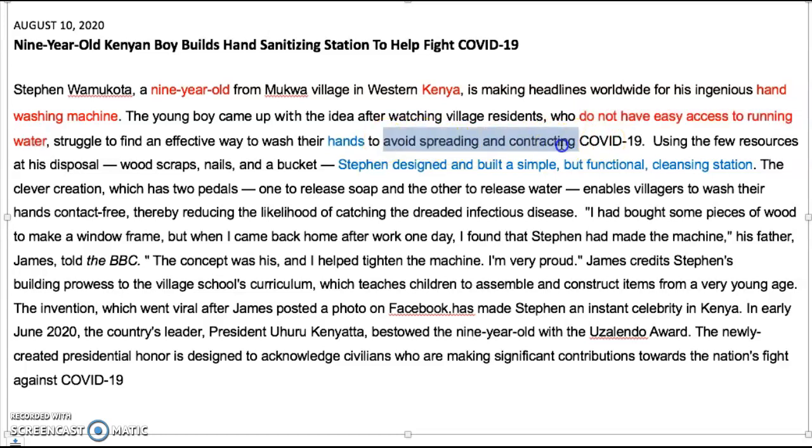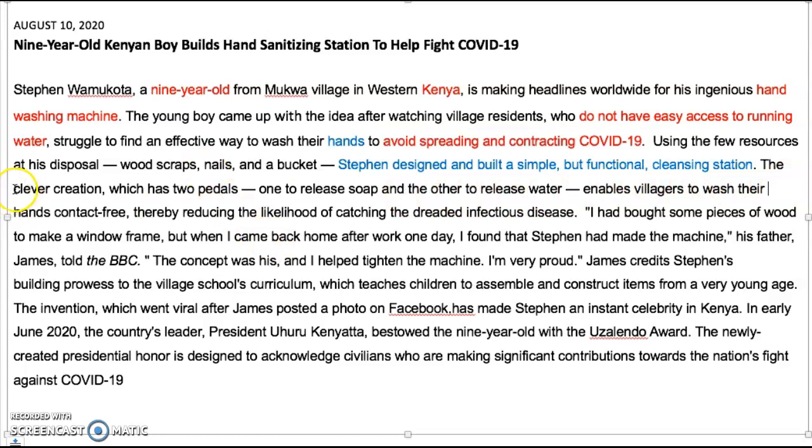Okay, so again, keyword. The whole point of this is he's building this machine to help people who don't have access to running water and to avoid spreading COVID-19. Using the few resources at his disposal, wood, scraps, nails, and a bucket, he designed this cleansing station. Okay, the clever creation.